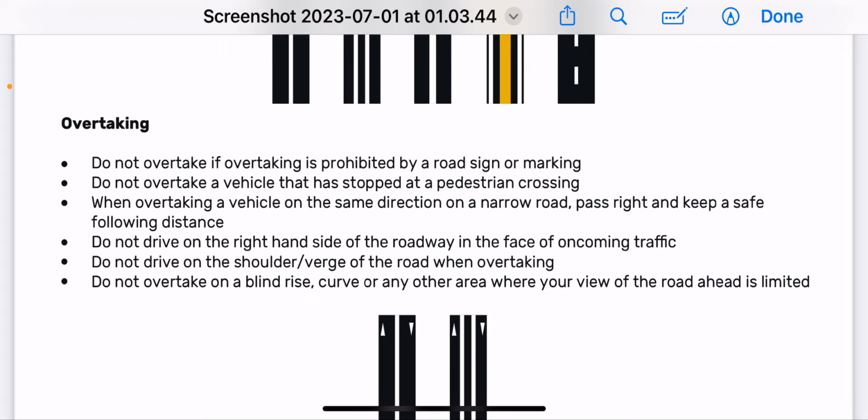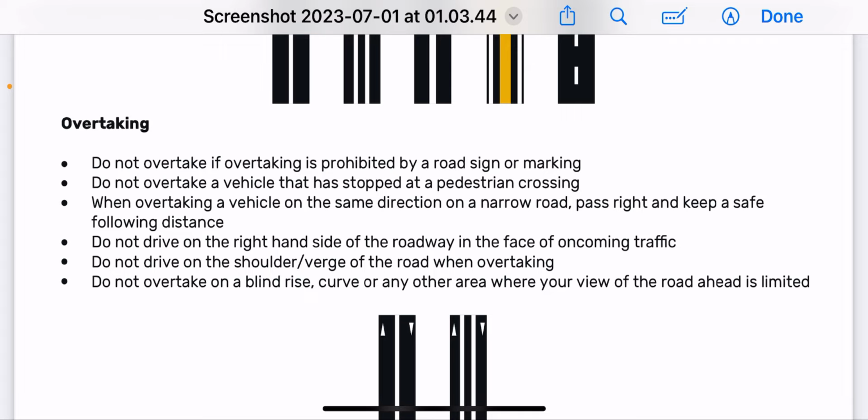Excuse me, guys. When overtaking a vehicle in the same direction on a narrow road, pass right and keep a safe following distance. Basically, we could just say that you overtake on the right. Do not drive on the right-hand side of the road in the face of oncoming traffic. Okay, you do not drive oncoming traffic. You always drive in your lane, or if you want to overtake, you wait until it's clear on the other lane, then you can drive past the other vehicle.